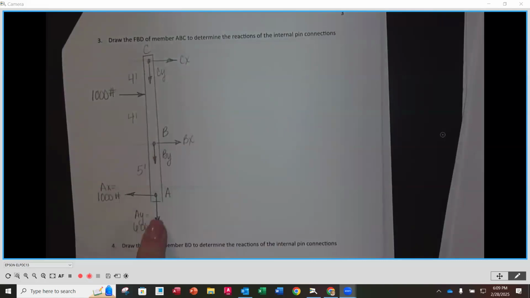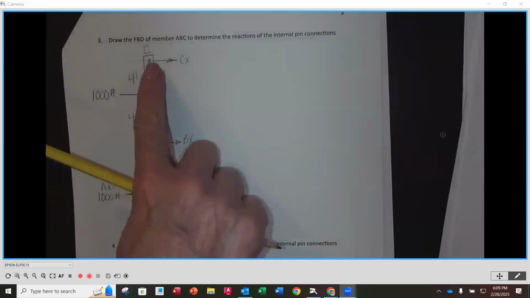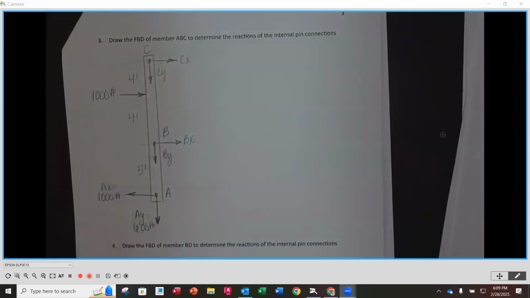All right, so those are all the forces acting on this body. The external loads due to the external support, and then the 1,000 pounds that was identified, and then these are the internal pin reactions at B and C. So we need to find BX, CX, BY, and CY. We're going to use our equations of equilibrium to find any of these values.